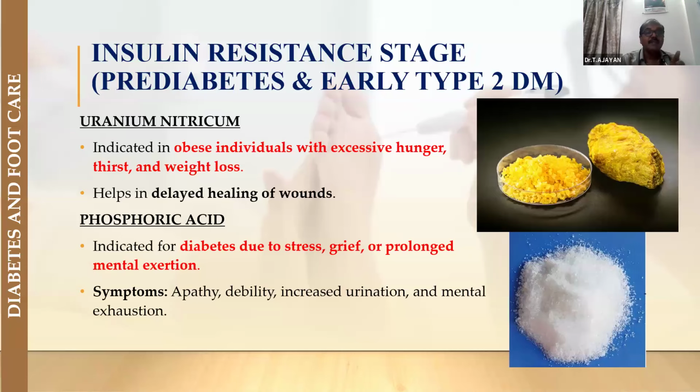Uranium nitricum is more effective in obese people. In my practice also, in obese diabetic cases, I have used Uranium nitricum with excessive hunger, thirst and weight loss. But the patient is obese. You are thinking of Uranium nitricum.